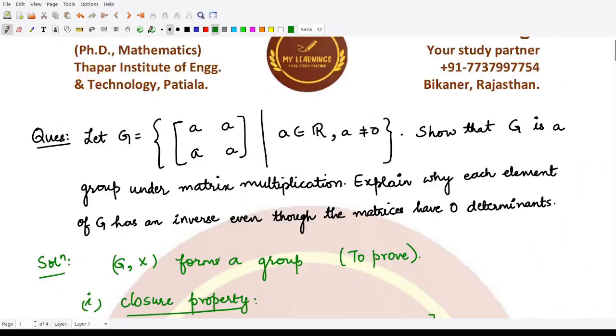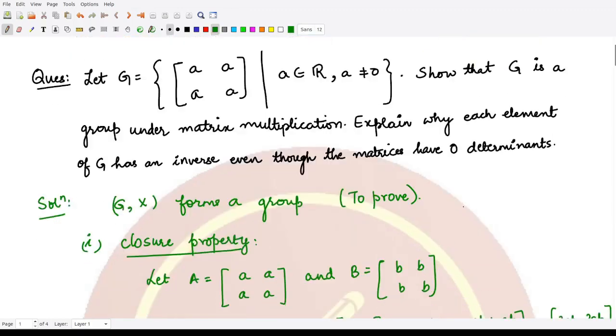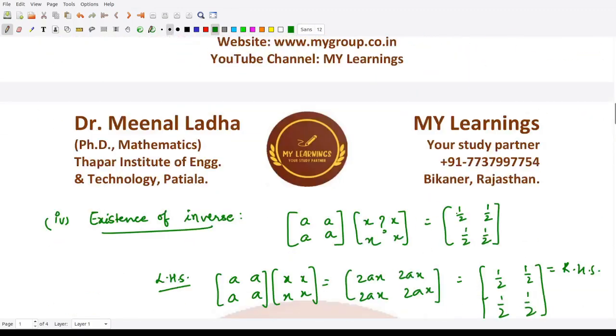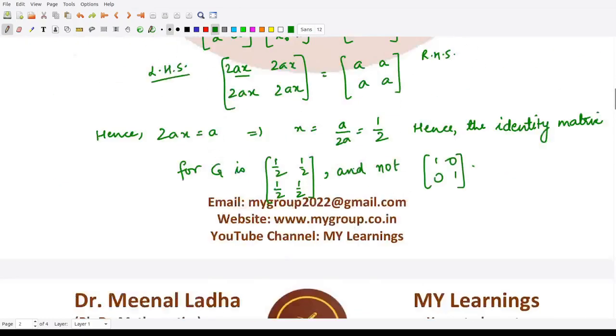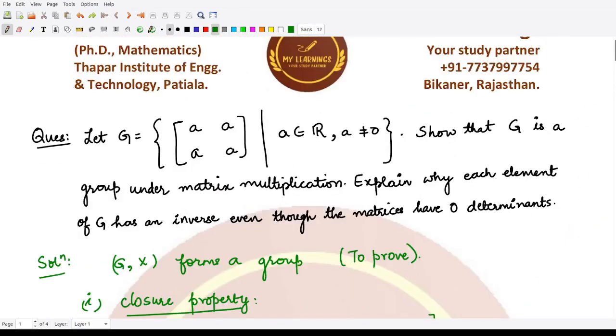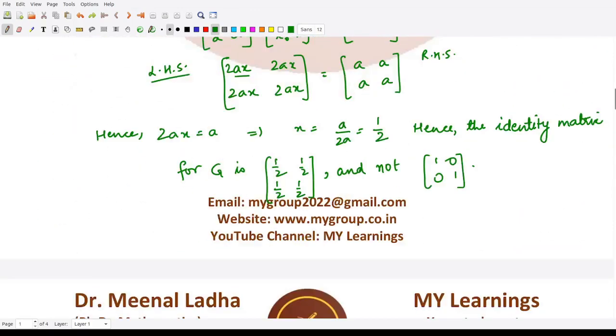Now for the next part, we need to explain why each element of G has an inverse even though the matrices have zero determinant. The answer lies in this fourth part only. Here you clearly saw we have found the inverse of each matrix, whereas the determinant of each matrix is 0. So this is possible within this group. Hence we say it forms a group and it has the inverse for each element even though the determinant in this case is 0. Hence we have satisfied our property, and this is the result.